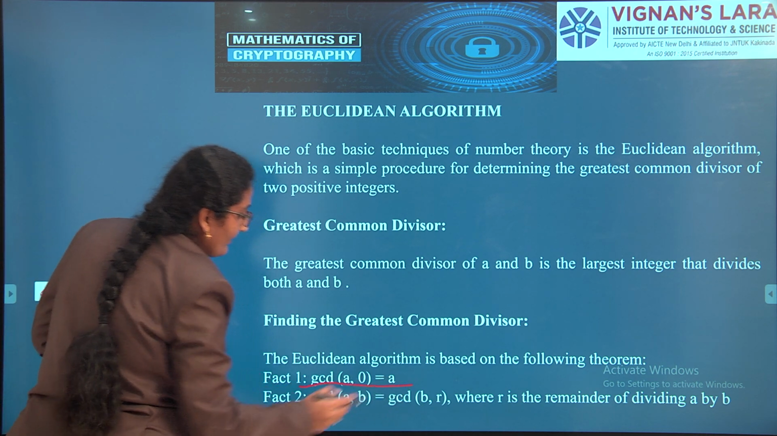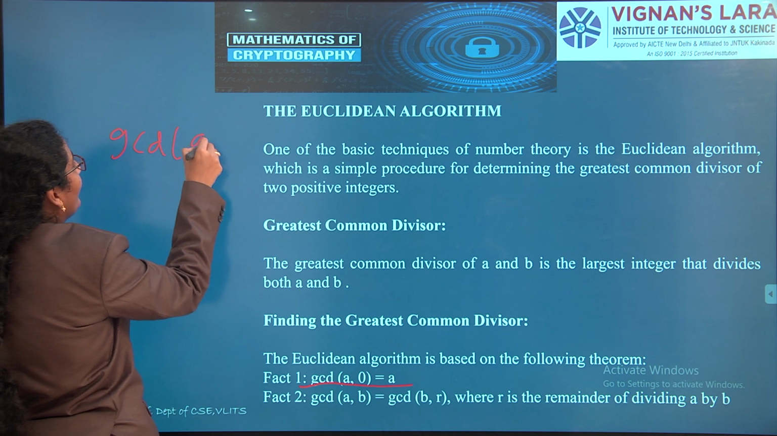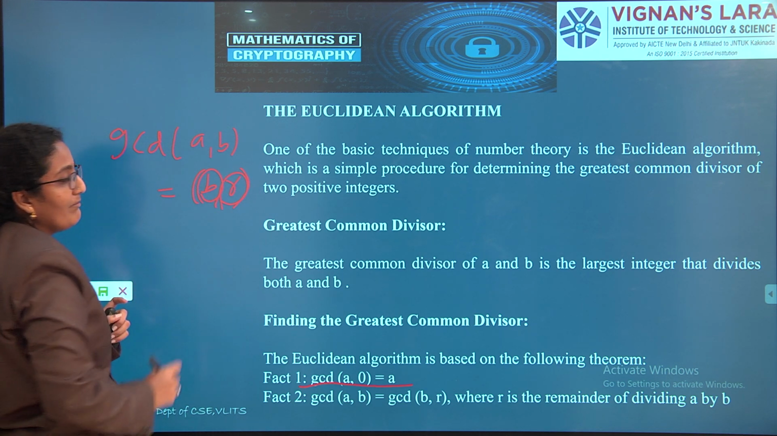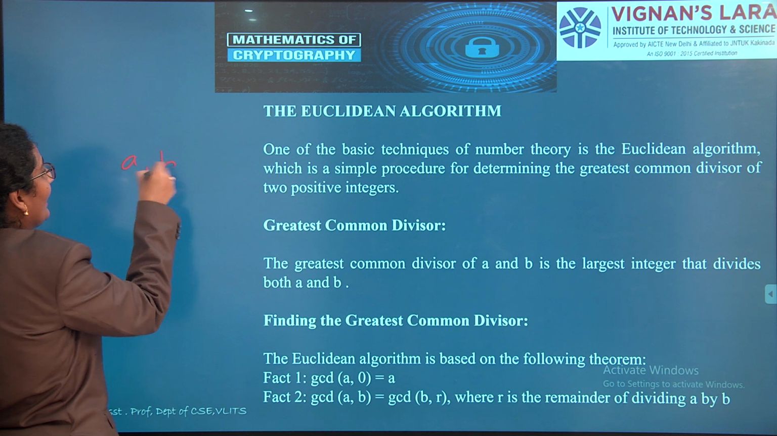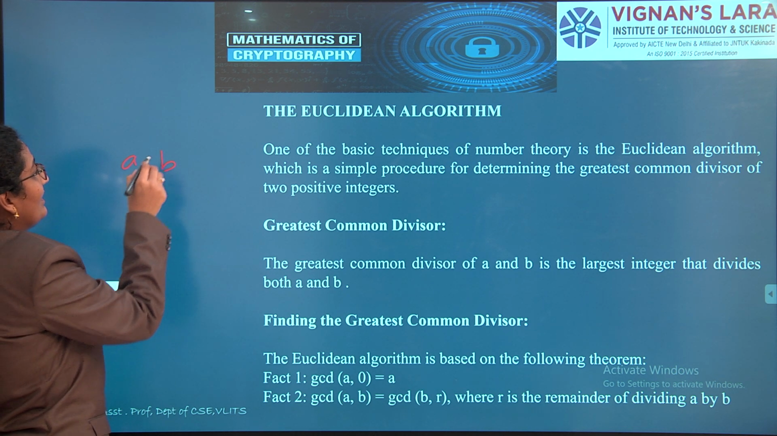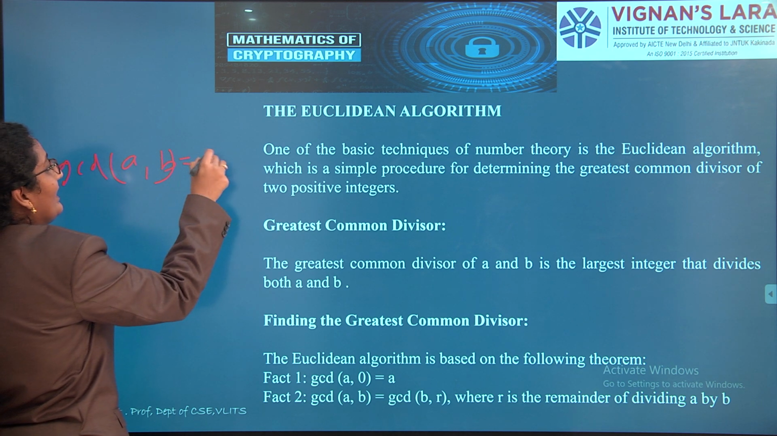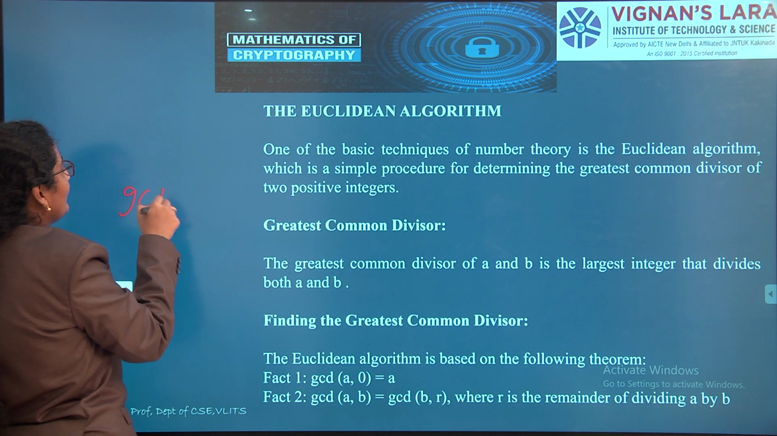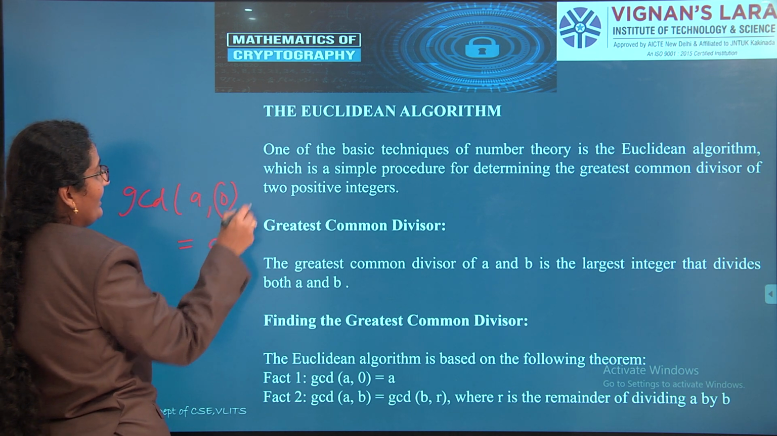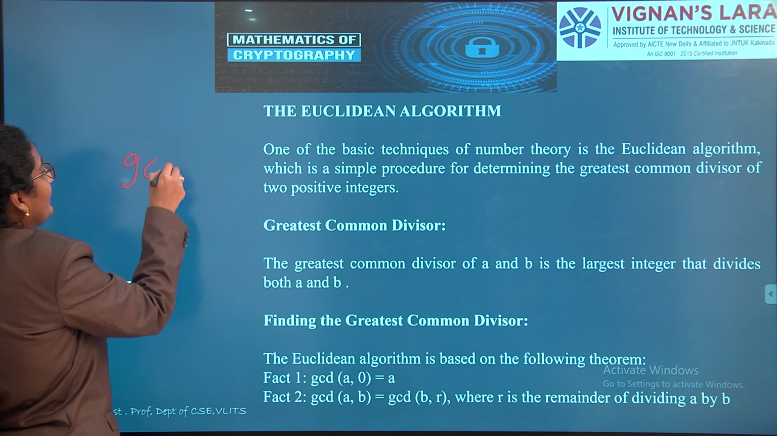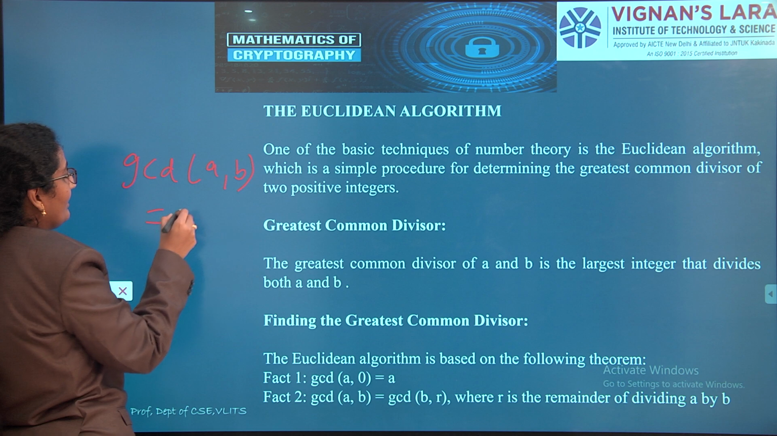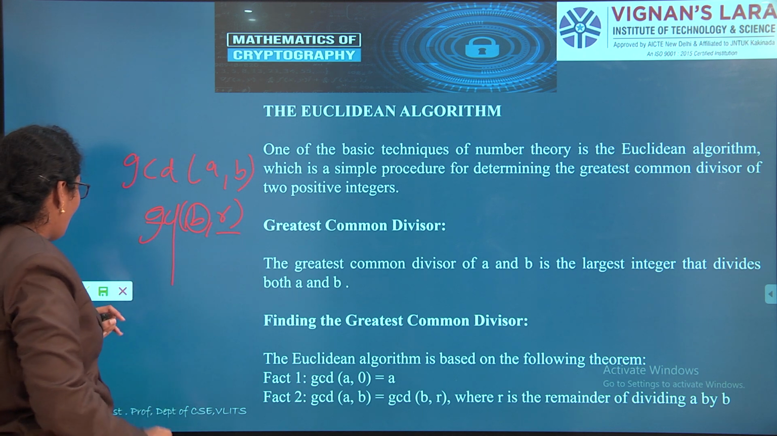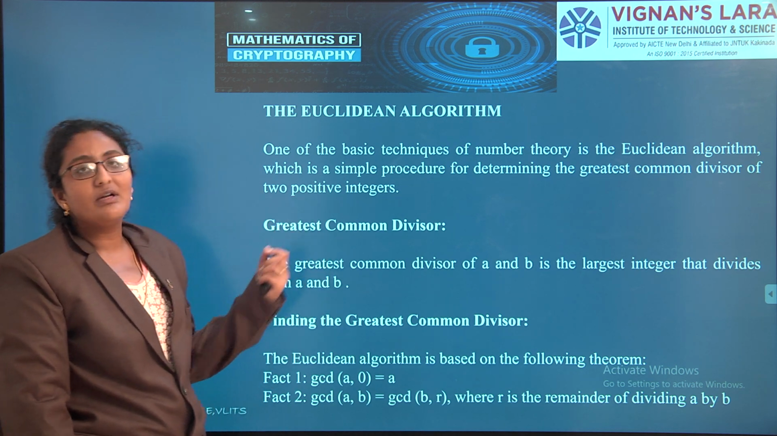This is fact 1. What is fact 2? GCD of a comma b equal to GCD of b comma r. B is the second integer, r is the remainder. So a comma b are two positive integers. GCD of these integers will be a large positive integer which will divide both a and b. Now GCD of a comma 0 will be a because second integer is 0. If GCD of a comma b both are positive integers, then it will be GCD of b comma r. B is the second integer, r is the remainder. So this is Euclidean algorithm.